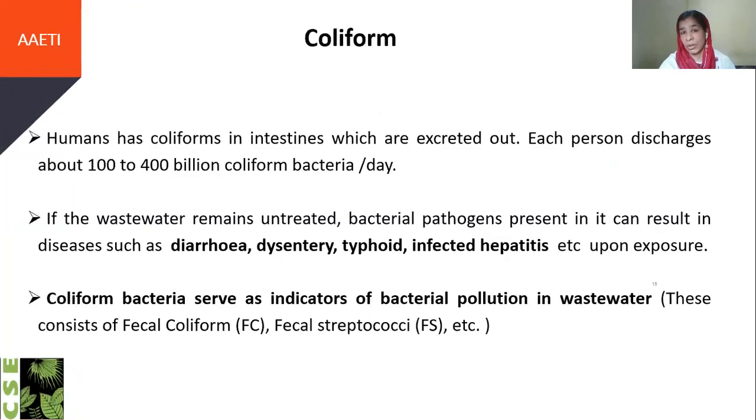Now, coliform. Humans have coliform in the intestine which are excreted out, right? And each person discharges around 100 to 400 billion coliforms, which are bacterial in nature, per day. It is a cause of diarrhea, dysentery, typhoid if the wastewater remains untreated. Also, coliform bacteria serves as an indicator of bacterial population in wastewater. These consist of E. coli of fecal coliform.